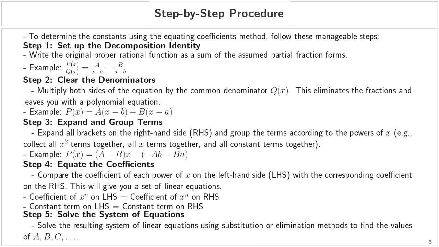This comparison will give you a system of equations. Finally, step 5. Solve the system of equations. You now have a set of linear equations with unknowns a, b, c, and so on. You can solve this system using methods you've likely learned before, like substitution or elimination. The solutions you find will be the values of your constants, completing the partial fraction decomposition. Keep in mind, as we move forward to the example on the next slide, this is a very reliable method, especially when dealing with more complicated denominators. It's a bit more work up front, but it avoids the pitfalls of the substitution method we briefly mentioned.